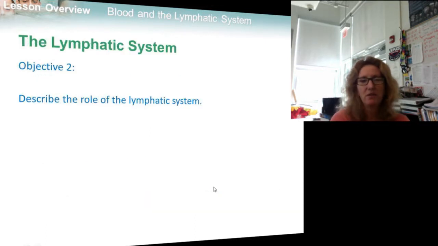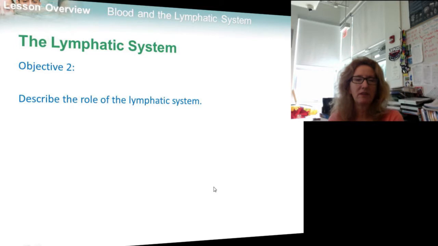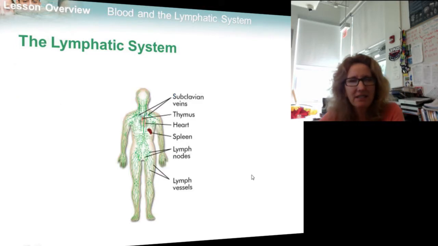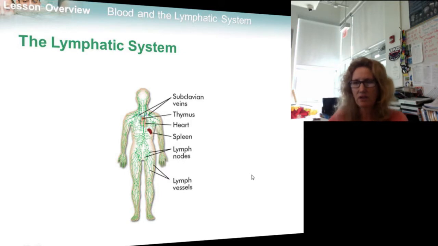Moving on to objective 2 then. Describe the role of the lymphatic system. All right, so as blood passes through its capillaries, some blood cells and components of plasma move through the capillary walls into the fluid between the cells, carrying nutrients, dissolved oxygen, and salts.